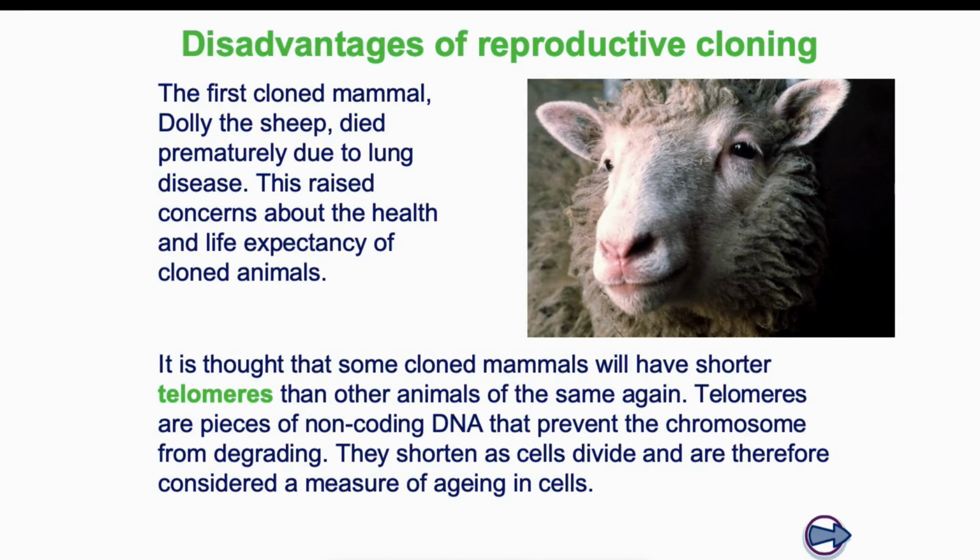Now, look at disadvantages of reproductive cloning. First, the first cloned mammal, Dolly the sheep, died prematurely due to lung disease. This raised concerns about the health and life expectancy of cloned animals. It is also said that some cloned mammals will have shorter telomeres than other animals of the same age. Telomeres are a piece of non-coding DNA that prevent the chromosome from degrading. They shorten as cells divide and are therefore considered a measure of aging in the cells.